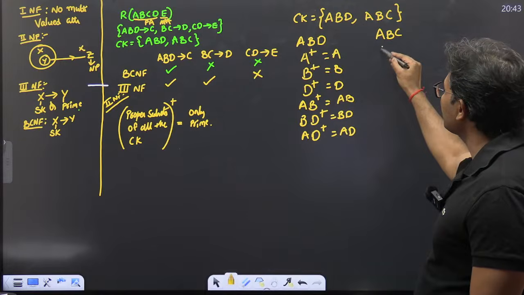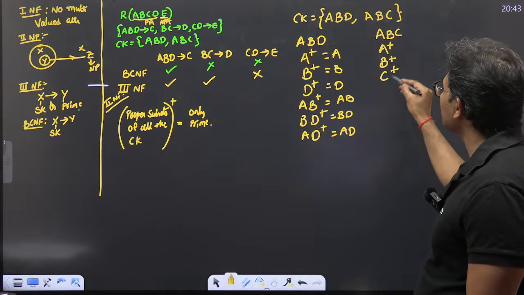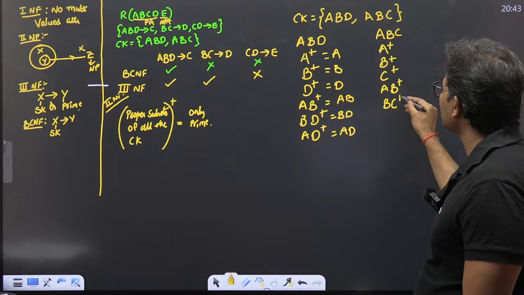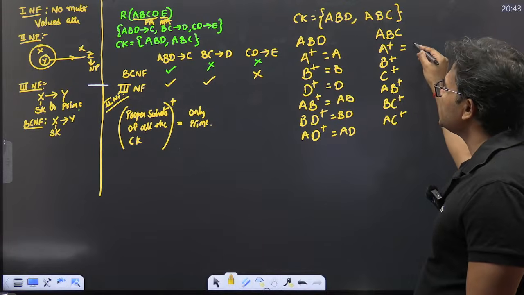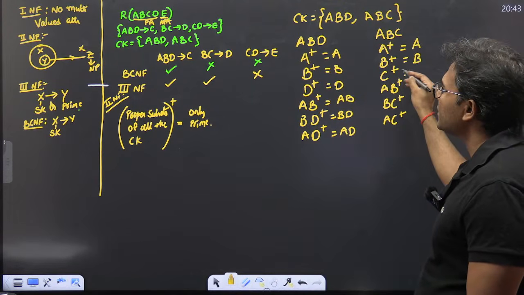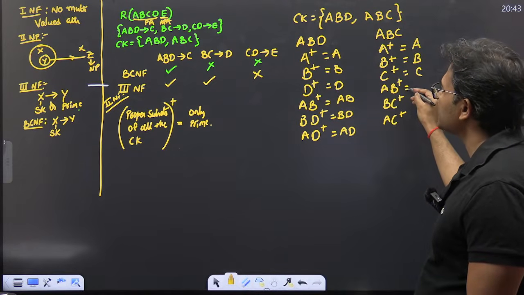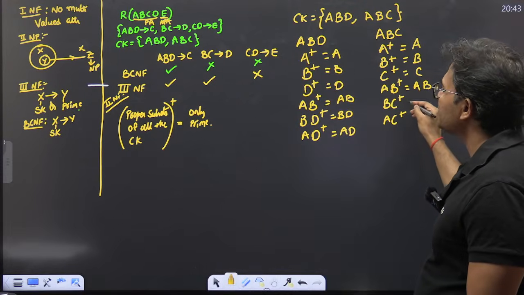So here also the same. You have to take A plus, B plus, C plus, AB plus, BC plus, AC plus, right? Now what is A plus? A plus is A. B, we already did this. B plus is B. Now what is C plus? C plus is C only. And what is AB plus? AB plus is AB only.